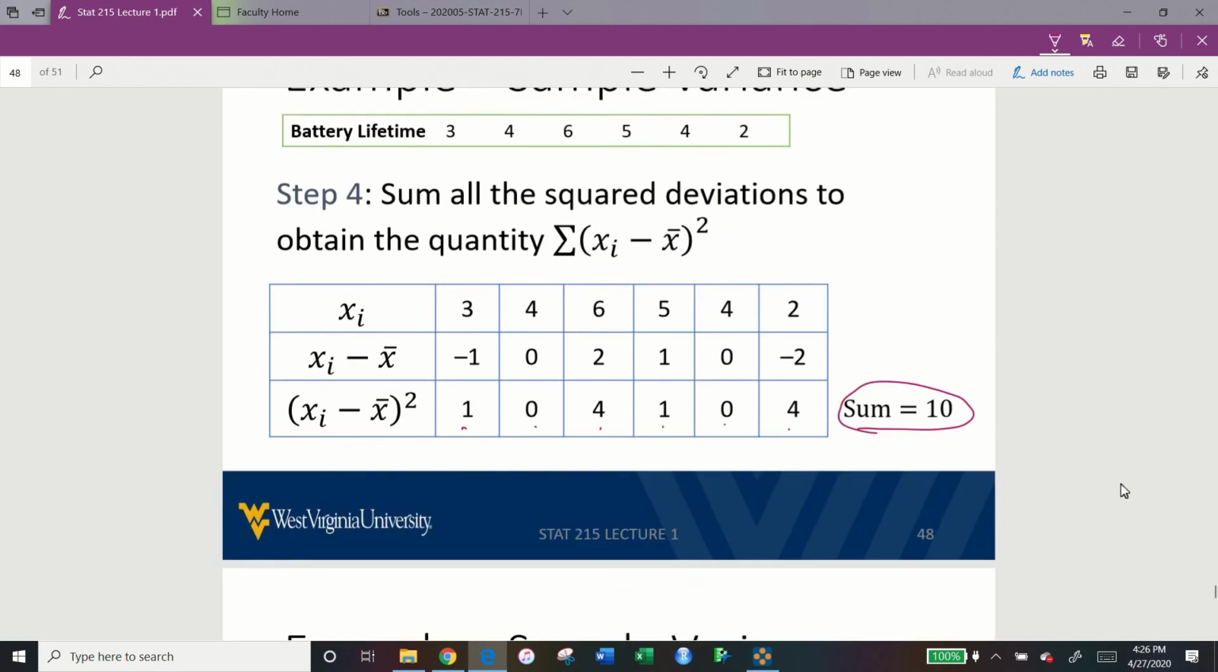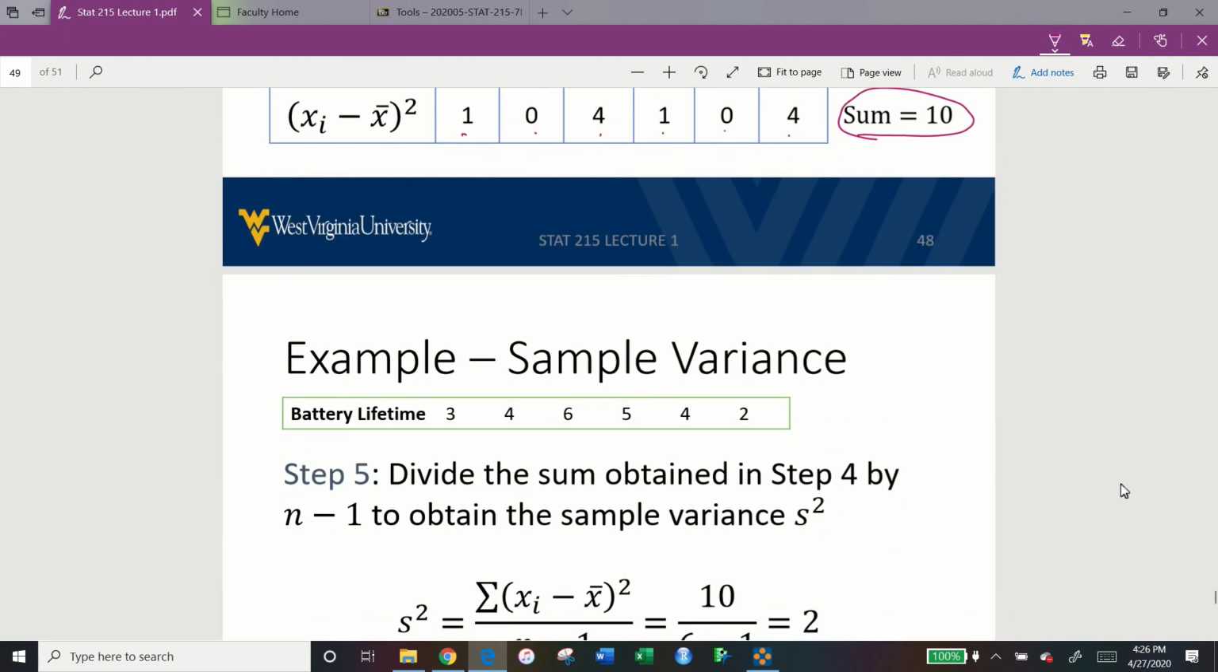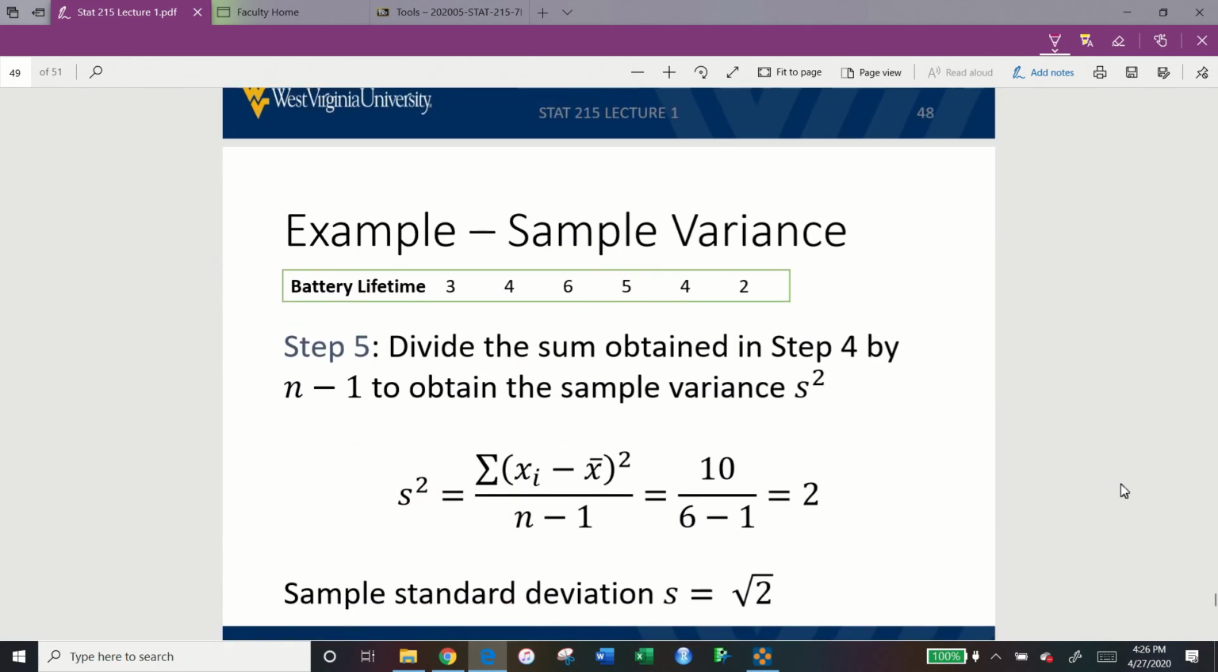This brings us to our last step. Divide the sum obtained in step 4 by n minus 1. So, n minus 1, we have 6 observations. 6 minus 1 is 5. So, 10 divided by 6 minus 1 equals 2. Our sample variance is equal to 2. That means our sample standard deviation is going to be the square root of 2.